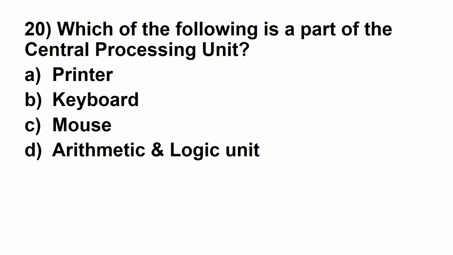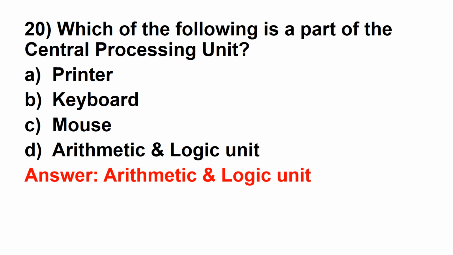Next one. Which of the following is a part of the central processing unit? Options: printer, keyboard, mouse, arithmetic and logic unit. So the right option is arithmetic and logic unit.